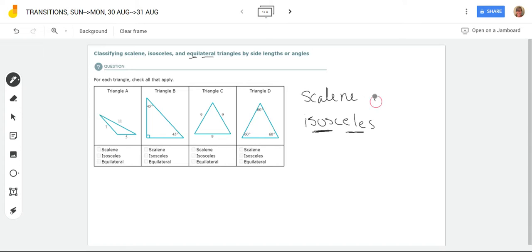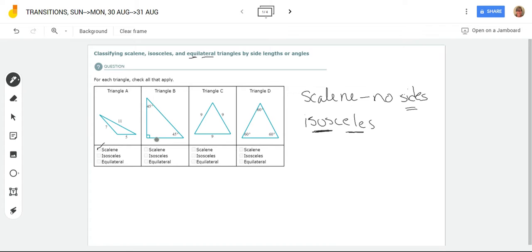Scalene means no sides are equal. And it kind of sounds ugly, doesn't it? Like scales or something. I don't know. You can use your own way to try to remember them. But so this one, none of the sides are equal. So therefore it is a scalene.